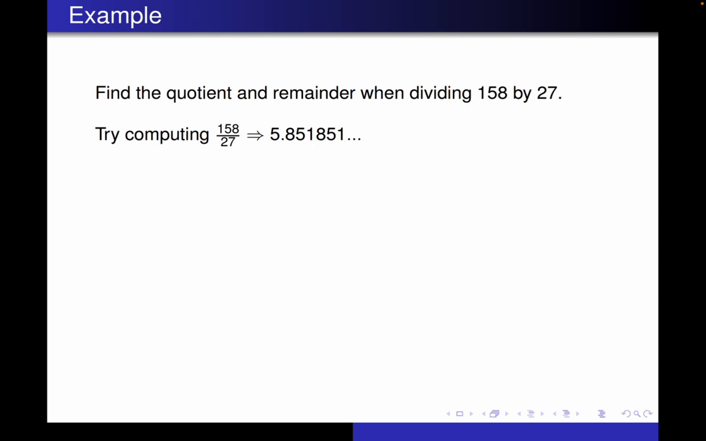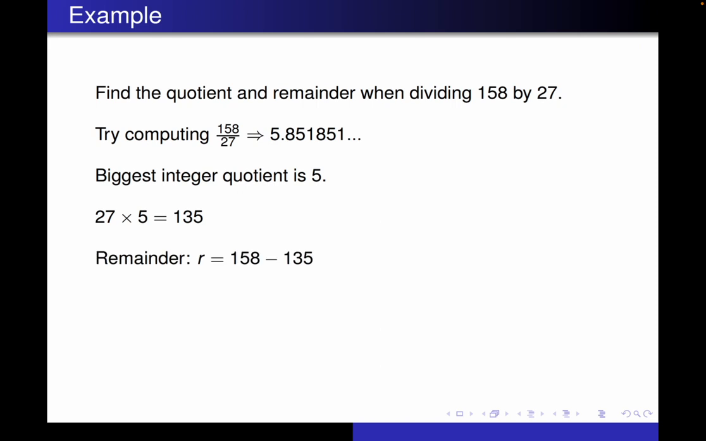We'll see that we'll get some number that's between 5 and 6. That means if we try to multiply 27 by 6, that's going to be a number that's too big. That's going to be bigger than 158. So we want to round down to 5. So our biggest possible integer quotient is going to be 5. When we multiply 27 times 5, we get 135. And then we find the remainder by subtracting 135 from 158. That gives us 23 and works out nicely.